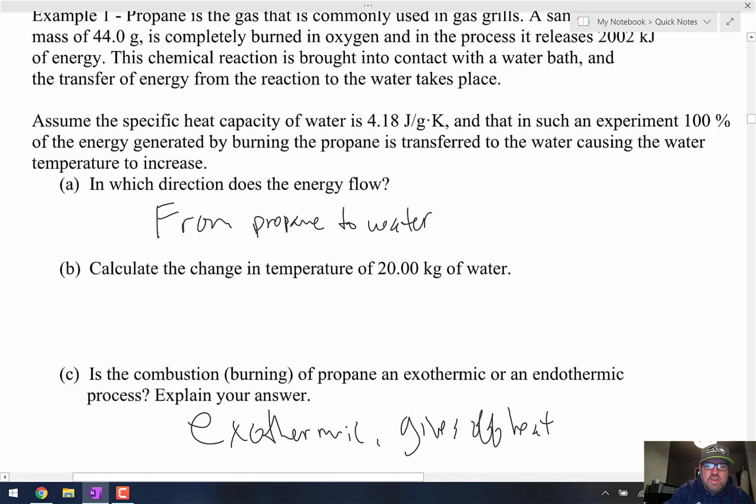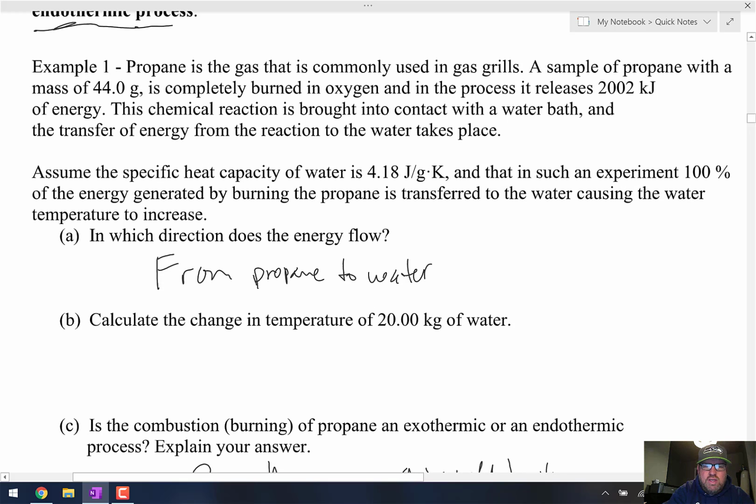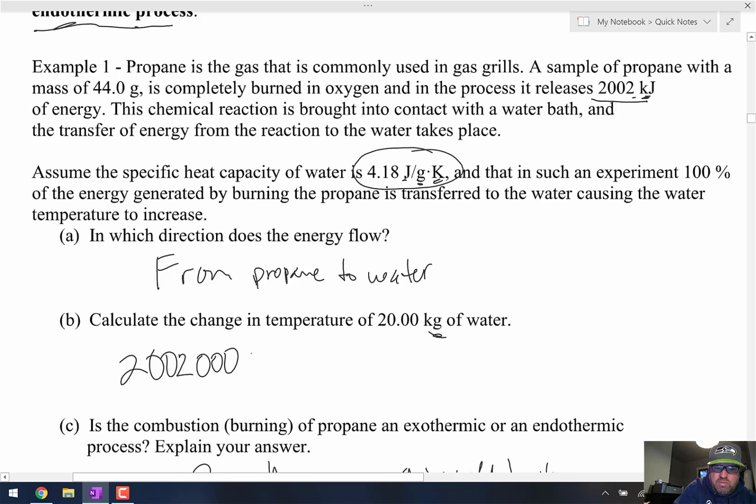Part B says, calculate the change in temperature in 20 kilograms of water. First of all, we have our Q equals mc delta T. Here's where we've got to be a little bit careful, because our 4.18, our specific heat, is in joules over gram Kelvin. So we either need to move the kilojoules to joules or vice versa. I'm going to convert the 2,002 kilojoules to joules. You multiply by 1,000, so I'm just going to put three more zeros on the end.